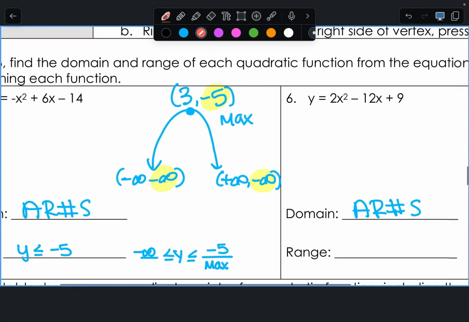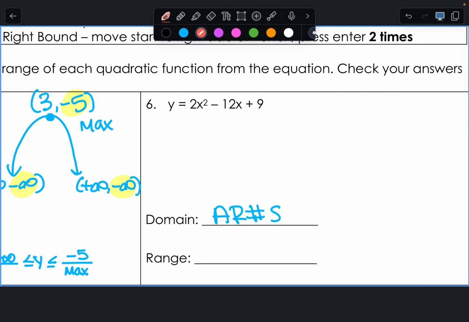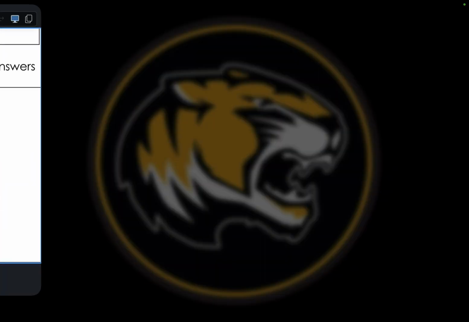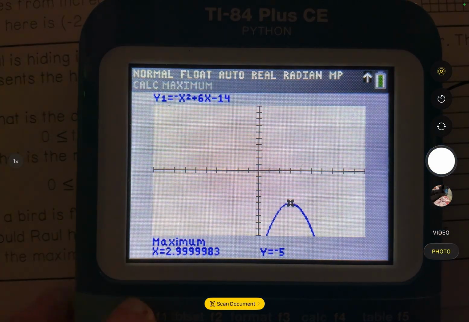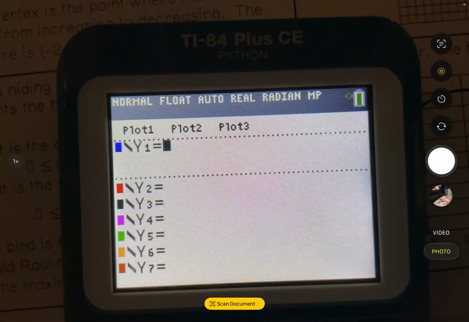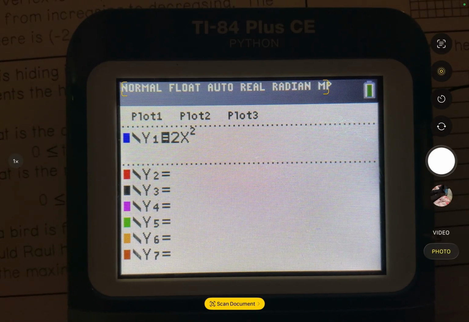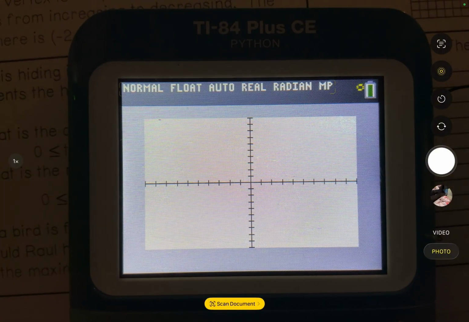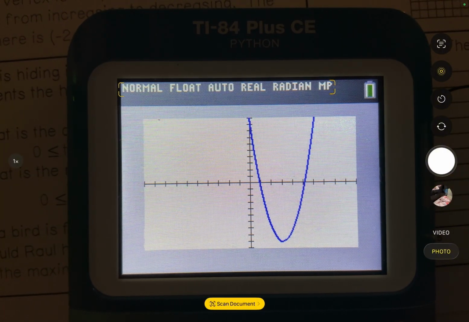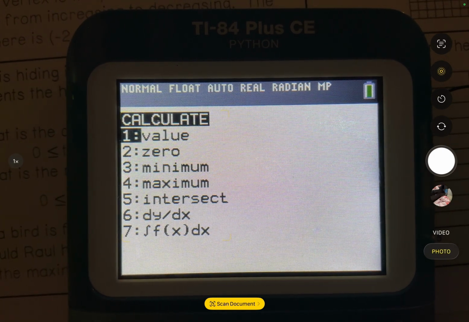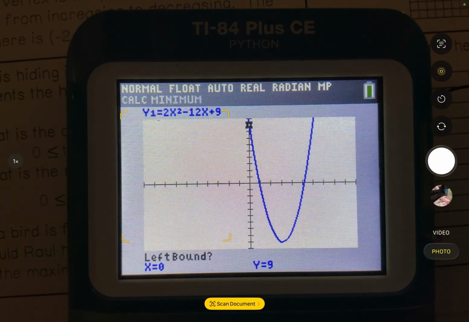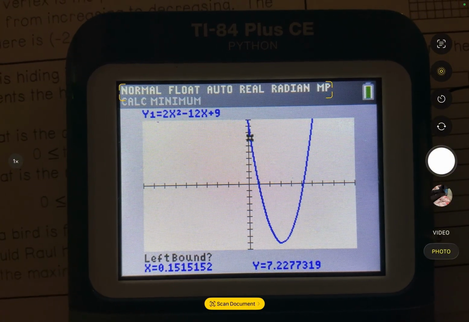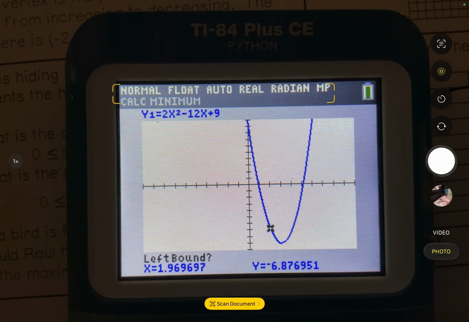Okay, number 6. Put that equation into y equals: 2x squared minus 12x plus 9. Can we see our vertex? Yes. Okay. This time we're going to press number 3 for minimum. Why? Because it's a low point. I'm going to get close to my vertex, but still stay on the left side of it for the left bound. Push enter.